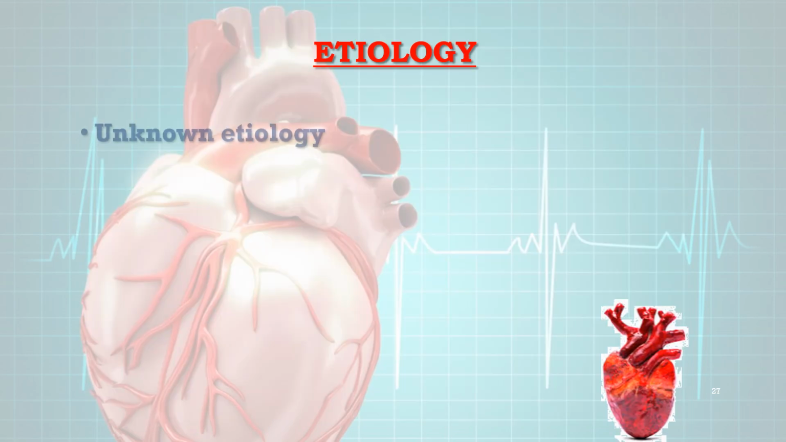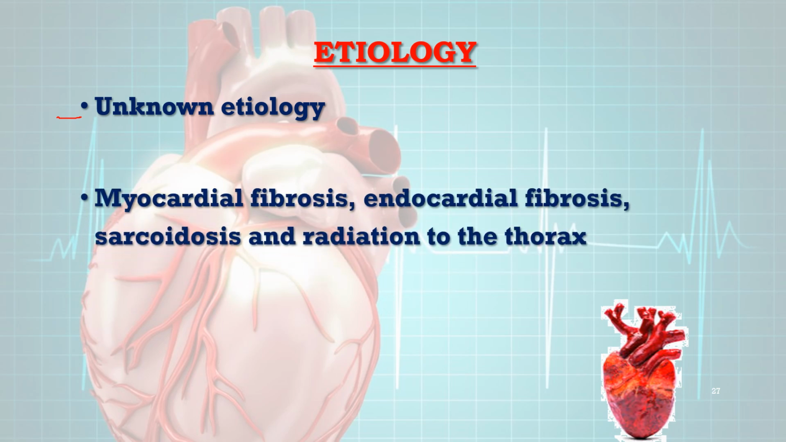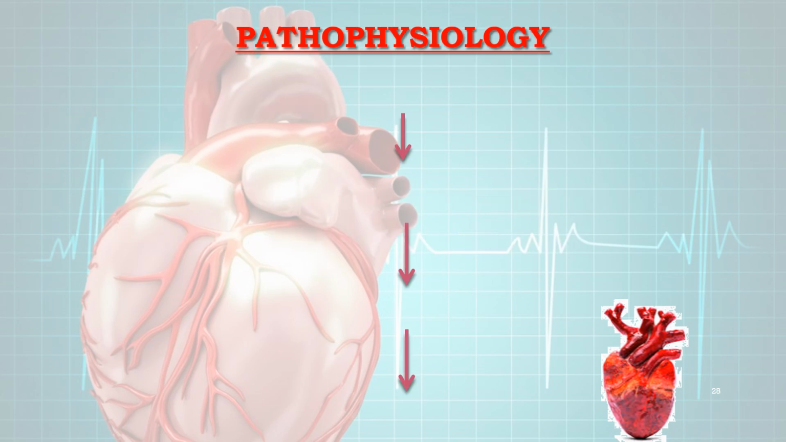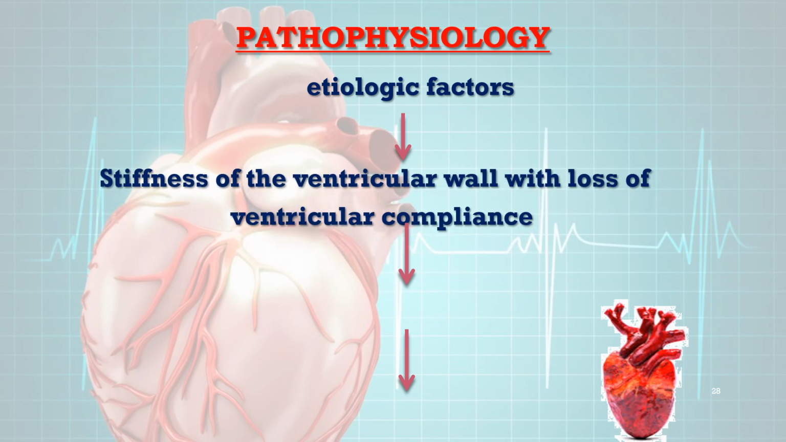So the etiological factor, most often, is unknown. Other factors are myocardial fibrosis, endocardial fibrosis, sarcoidosis, and radiation to the thorax. The pathophysiology shows that due to the etiological factors, there is stiffness of the ventricle wall with loss of ventricular compliance, that is, ventricular function is affected.